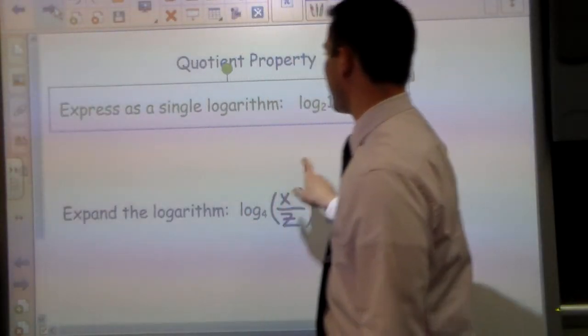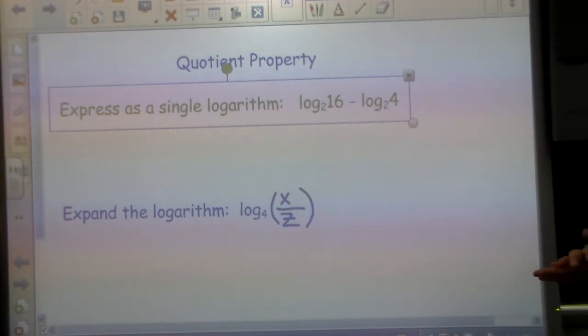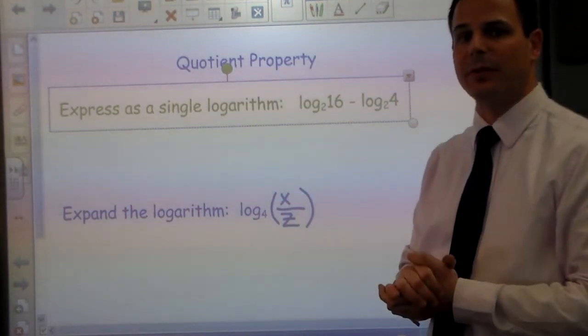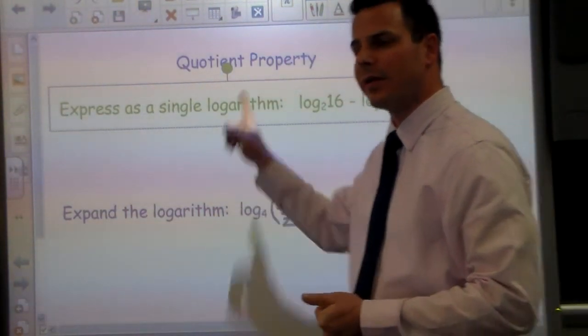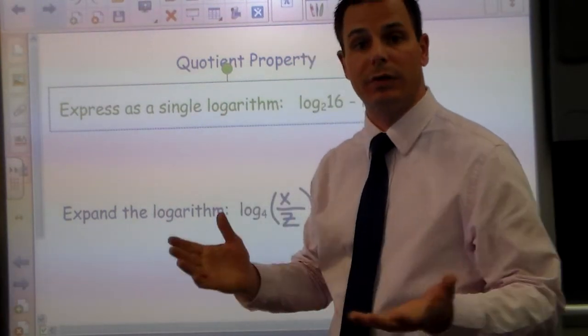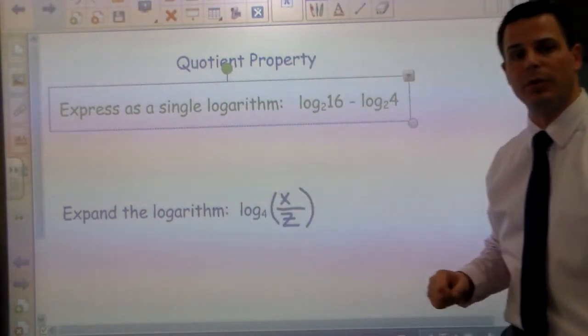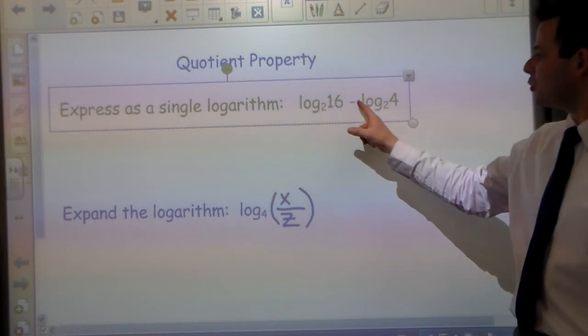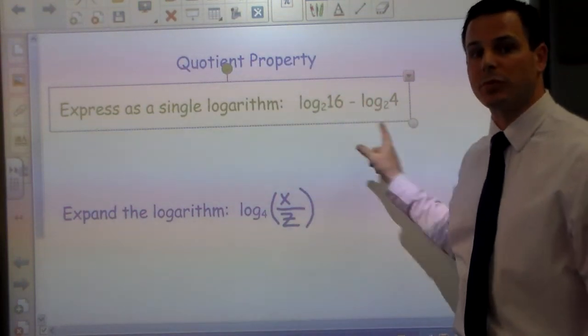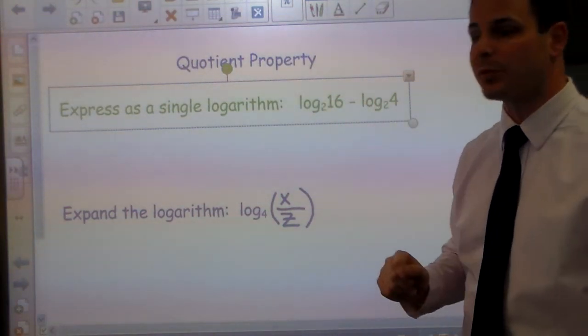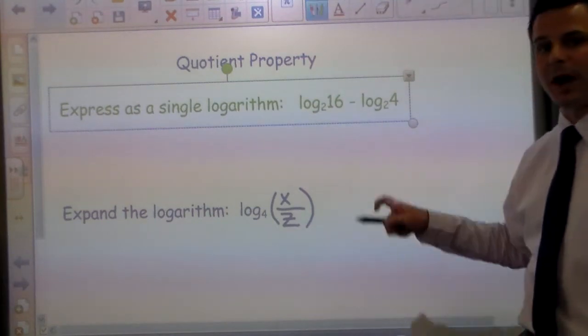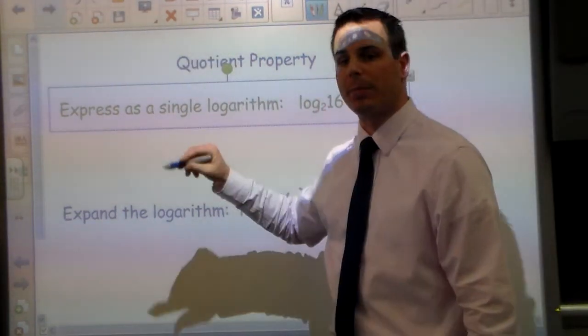Okay, now there's the quotient property. The quotient property is, again, just a property of an exponent. So you have to think to yourself, what do I do when I divide? What do I do to the exponents? You subtract them. That's exactly what we're going to do with the log term. So if we're subtracting logs, that means we're subtracting exponents. When do you subtract exponents? When you divide. That is why it's called the quotient property.